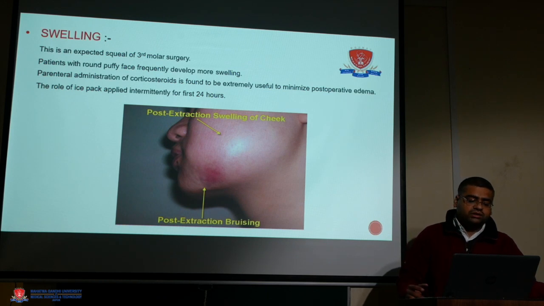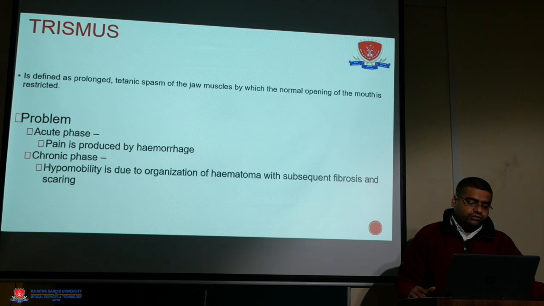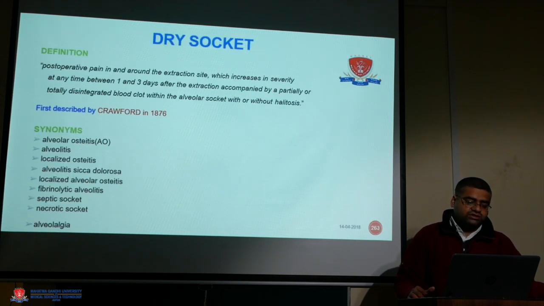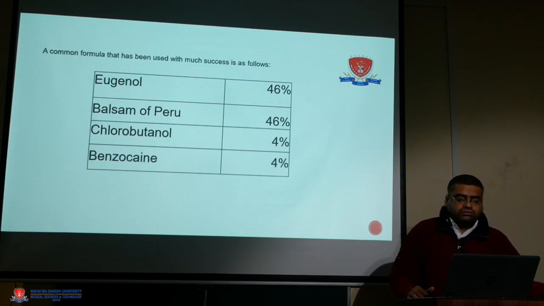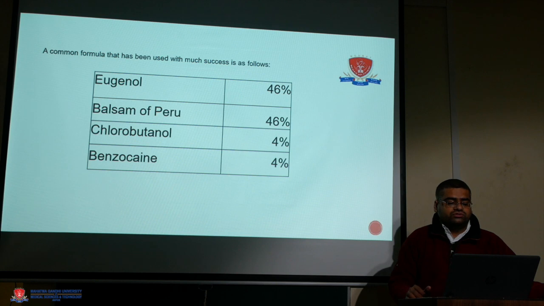Swelling sometimes happens, but if we care for the wound, then it can be reduced. Trismus, acute and chronic phase, immobilization, dry socket can be formed. Dry socket can also be called alveolar osteitis, alveolitis, localized osteitis, necrotic socket, septic socket, fibrinolytic alveolitis, like this. Then what is the treatment of dry socket? We will use eugenol, balsam of Peru, and we mix it and put it in the dry socket.